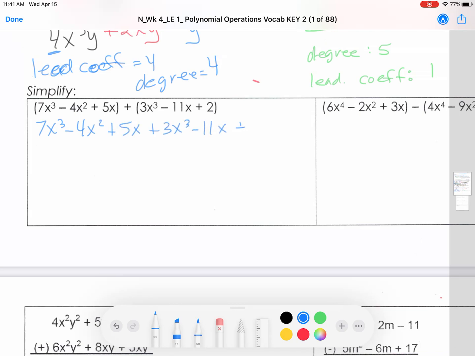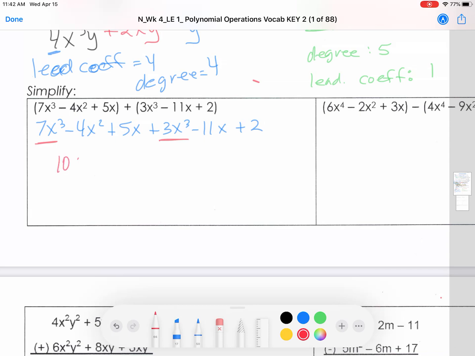Once we have the problem written out and ready to go, to add polynomials, we simply look for like terms to combine. So I always start with the highest order term. In this case, it's the x to the third power, because that will make our polynomial end up in standard form with the highest degree term first.